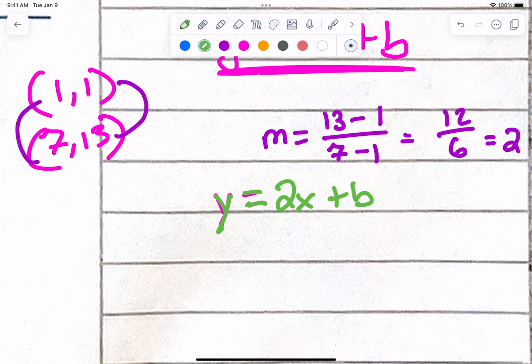And the only other thing I have to find is the b. How do I find b? Plug a point in. Do you want to plug in 1, 1 or 7, 13? Doesn't matter. But 1, 1 is way easier, right? Let's do that one.